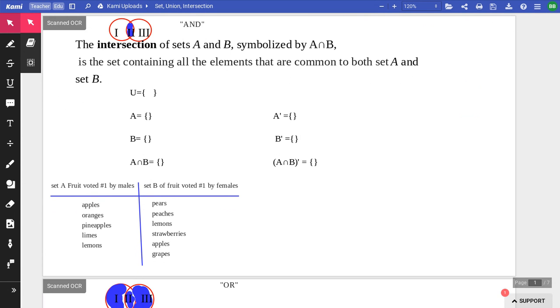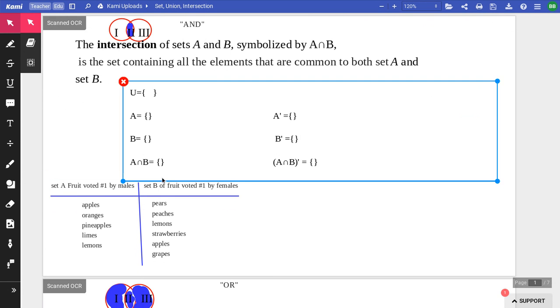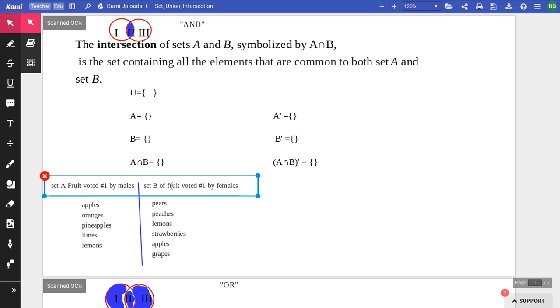So let's start. I have a little example down here. Set A is the fruit voted number 1 by males. Set B refers to the fruit voted number 1 by females. So we need to look at what fruits we have in all. Every single element that's listed here is referred to as the universe. The universe is what's in A, B, the intersection, the union, and outside of that.